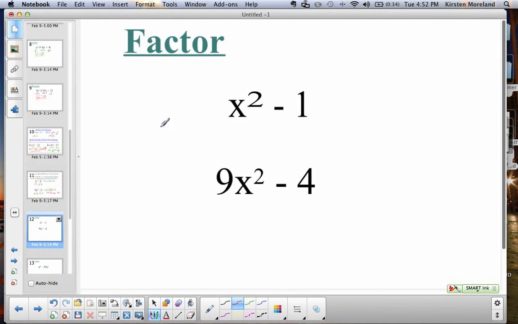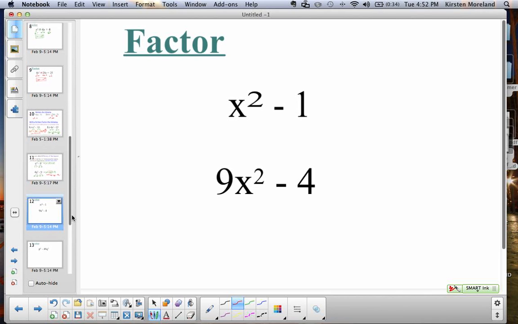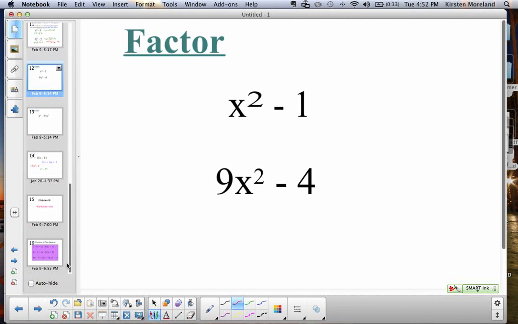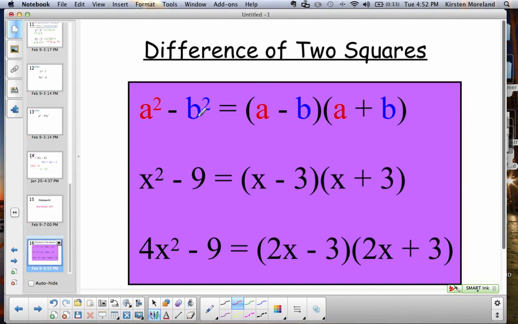This is already in your notes. Notice the key is for this, they need to be separated by a subtraction sign, and they both just need to be perfect squares. So here's one example that we just did. They need to be opposite signs when you factor. Opposite signs when you factor. It's really the only thing for difference of two squares.